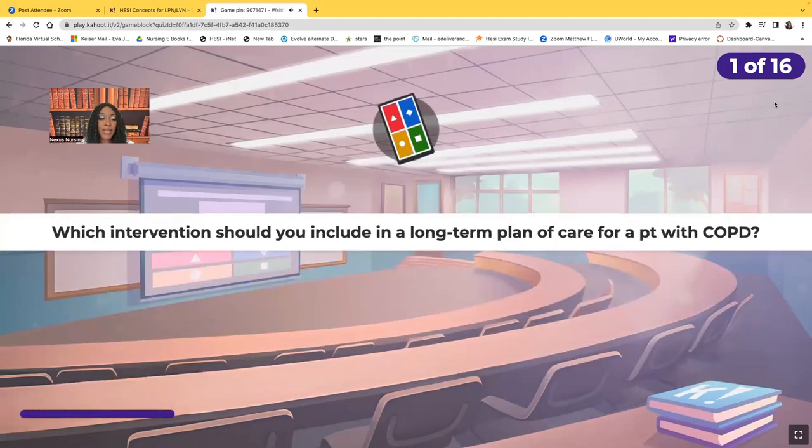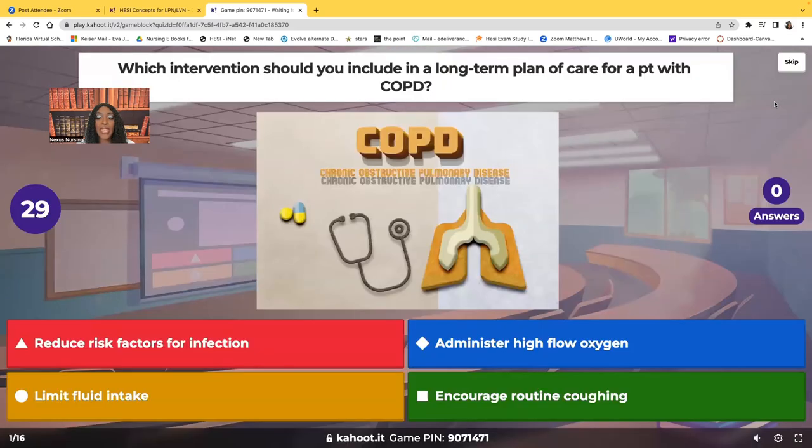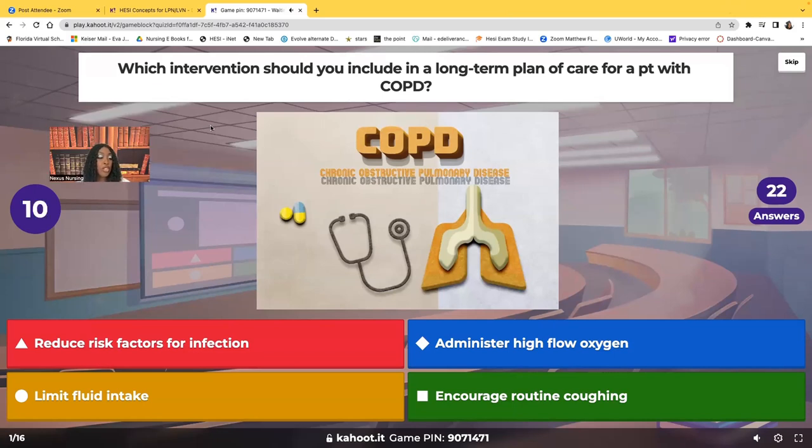First question. Which intervention should you include in a long-term plan of care for a patient with COPD? Is it reduce risk factors for infection, administer high-flow oxygen, limit fluid intake, or encourage routine coughing? Which intervention should you include in the long-term care plan for the patient with COPD?